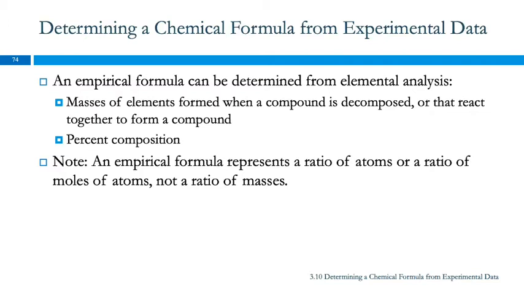We'll react zinc and iodine and figure out the masses that react to form the compound, and then we can calculate the empirical formula. We can also do it from knowing the percent composition. So what we're getting here is the empirical formula. It's the ratio of atoms or moles of atoms. It's not the ratio of masses.